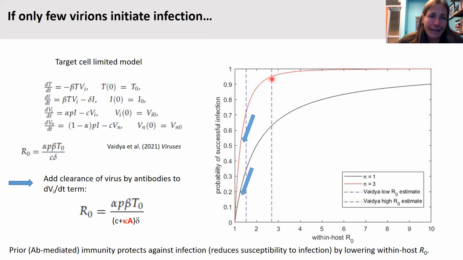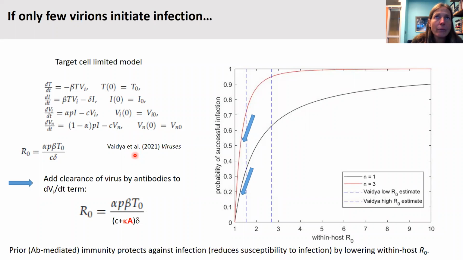So now if we think about immunity, let's say we have a classic target cell limited model that all of you, I'm sure, are familiar with. We have this model here from Katia et al., where we have uninfected cells, infected cells, infectious virus, and non-infectious virus. And we can just write out what the R naught is for this target cell limited model.